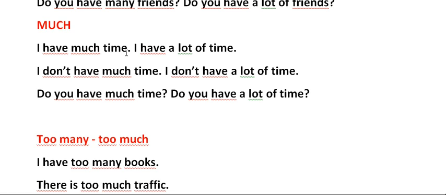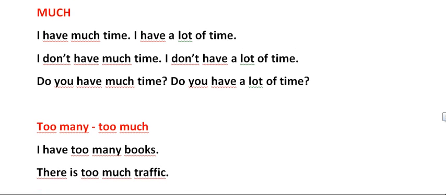So here there's a problem. Usually much is not used in positive sentences. It's so formal, so people actually prefer I have a lot of time, I have lots of time. That's better. I don't have much time. I don't have a lot of time. Do you have much time? Do you have a lot of time? All of them are okay in negative or question sentences. Much is alright. No problem with that.